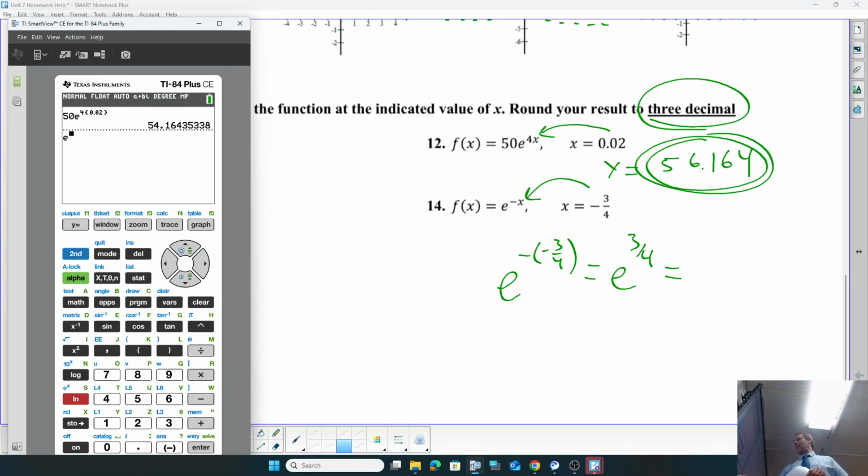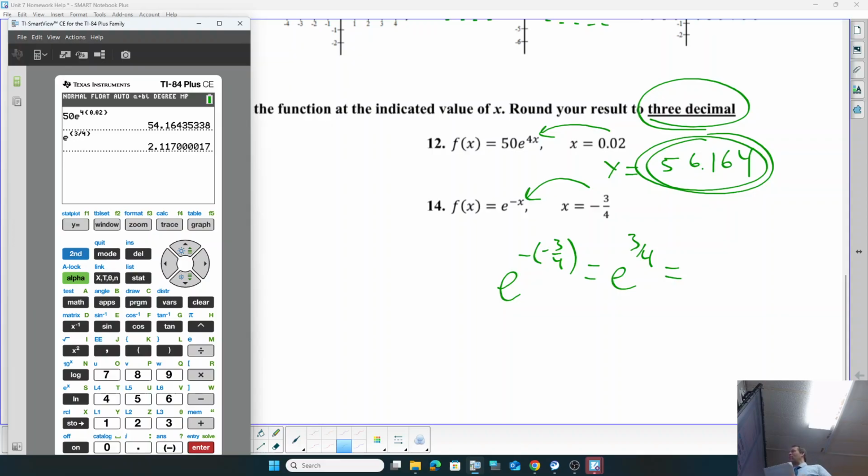So second ln, second e to the, and then 3 divided by 4th power. You might have to put that in parentheses depending on what kind of calculator you got there, just in case.